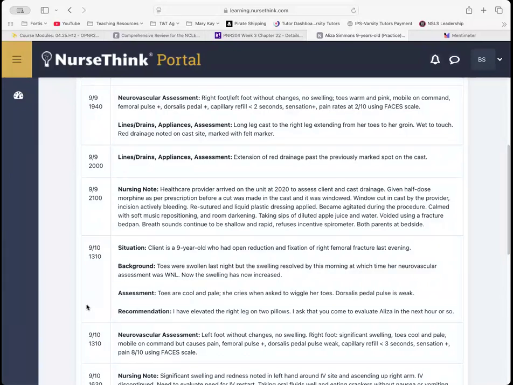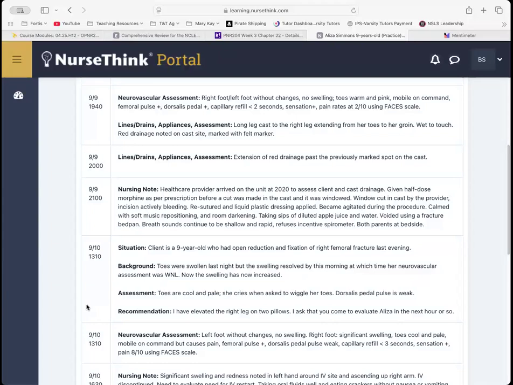How do we feel about that neurovascular assessment? Is it a good assessment or are there things that are questionable in there? Expected or unexpected? Expected. Yeah, that's a normal assessment. We don't have any issues there with that neurovascular assessment. Anything with that cast that might make you a little nervous? The drainage. Yeah, we have red drainage. What could that potentially be?